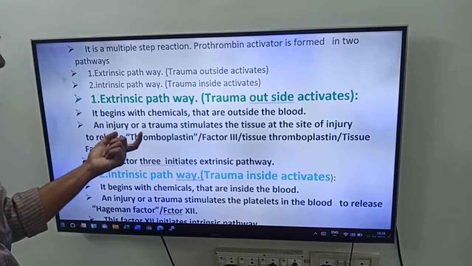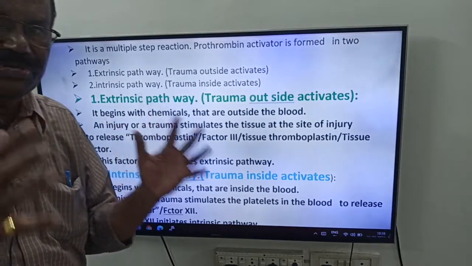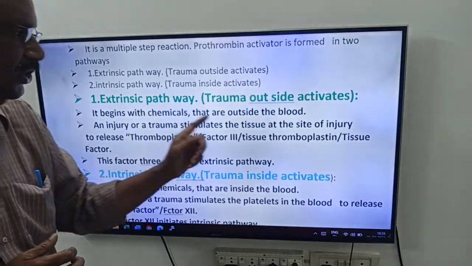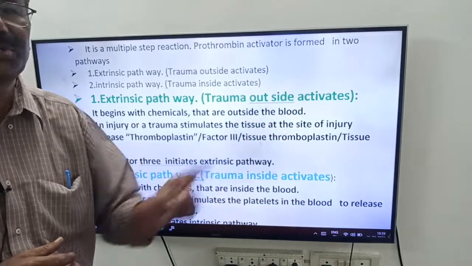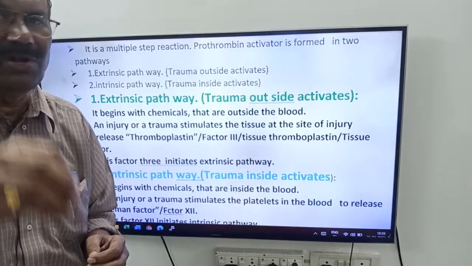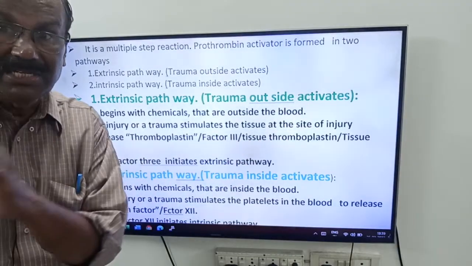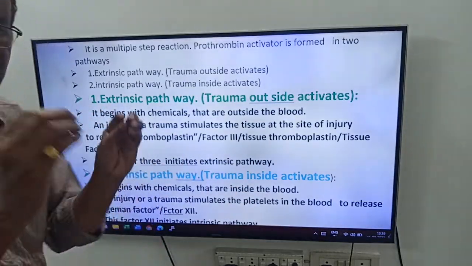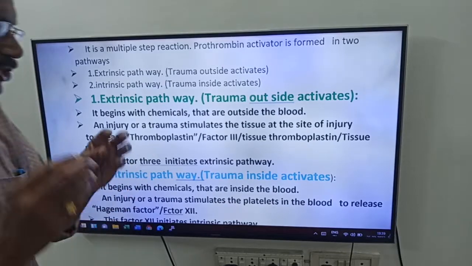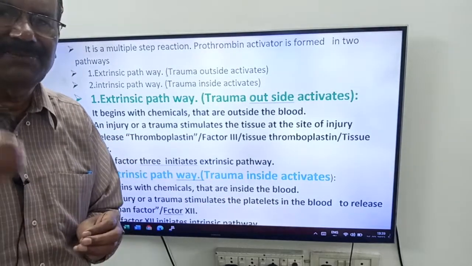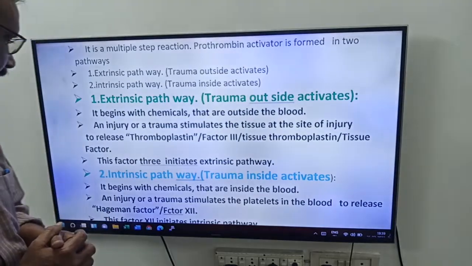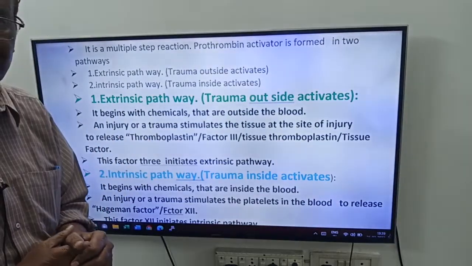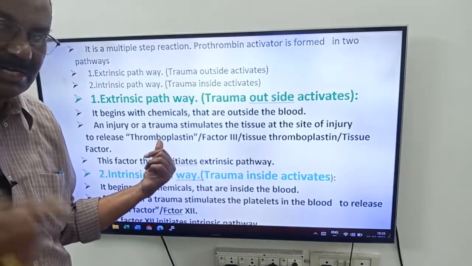Next, friends, an injury or a trauma. An injury or a trauma stimulates the tissue at the site of injury. See friends, here tissue is involved, not blood. Because of that we say it is outside the blood. An injury or a trauma stimulates the tissue at the site of injury to release thromboplastin, or factor 3.